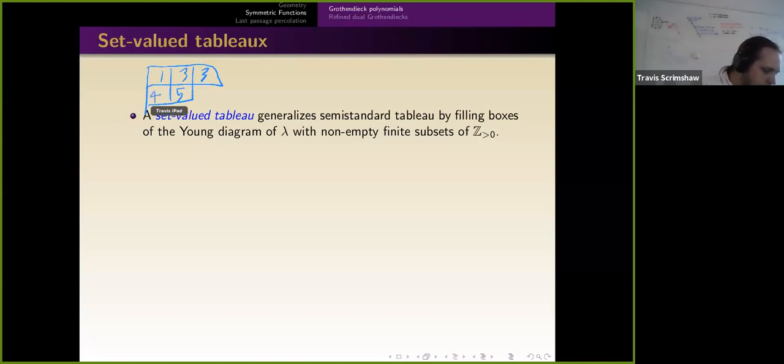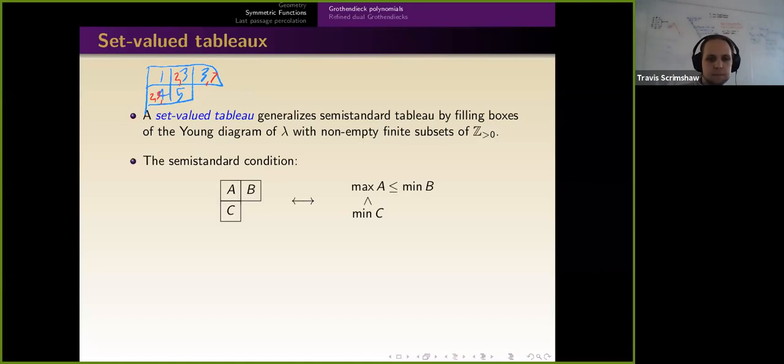So if I was a little better, in my example here, I'll fill that with a 4. I can take something like 2 and 3 here and add it in, and add a 2 there, and add a 7 there. And this would be a set-valued tableau, but I still need a notion of semi-standard because I don't want to just fill it with anything.